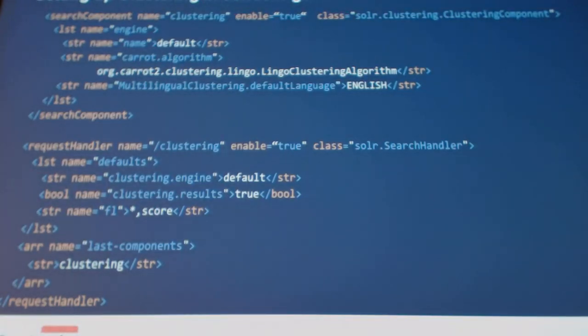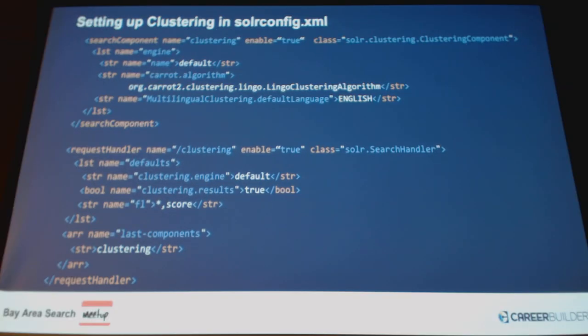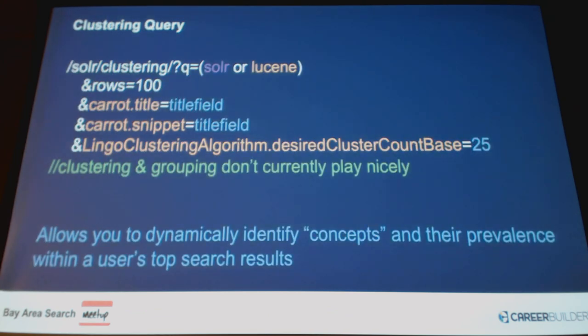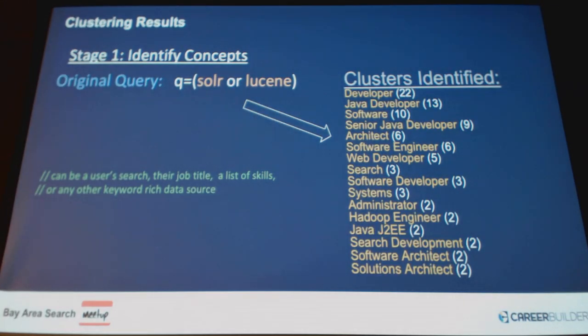And then in Solr, you basically just configure a request handler to do clustering, run a search, in this case I'm searching for Solr Lucene, and for that search, here's a bunch of things that came back that are related to that search. It's not a clean list. Like when you mine your query logs, it's also not a clean list, but it's at least more representative of what a user would actually type in. Developer, Java developer, senior Java developer, Java J2EE, solutions architect would come back. Those are things that are just found by clustering your documents and saying these are phrases I could find.